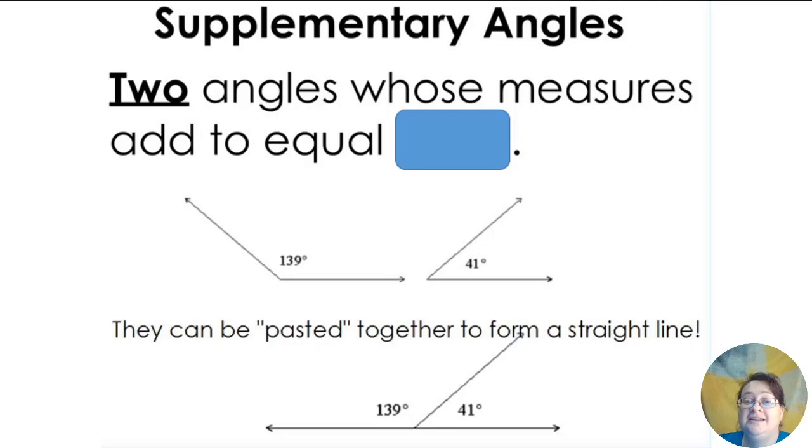Next, let's look at supplementary angles. Supplementary angles are two angles whose measures add to equal 180 degrees. Here we have an angle that's 139 degrees and another that's 41 degrees. If you add these two numbers together, we get 180 degrees. You also notice if you paste them together, they do form a straight line.